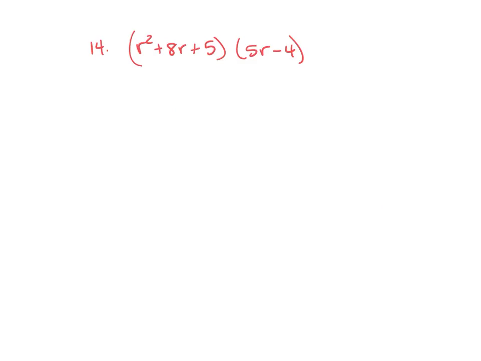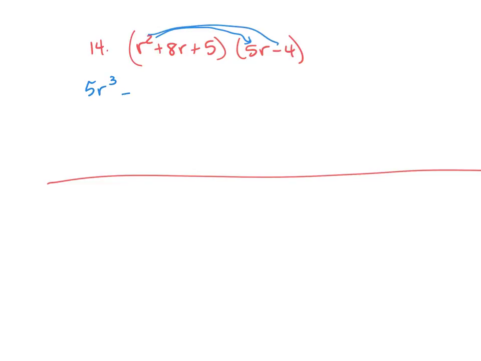All right, I'm going to do this two ways. The first way is foiling, and the second way will be the box method. You do whatever way you like to do. So if we foil, we do this times this, which is 5r cubed, plus this times this, which is -4r squared. And then we have 8r times 5r, which is plus 40r squared. And then 8r times -4, which is -32r. And then 5 times 5r is plus 25r. And 5 times -4 is minus 20.